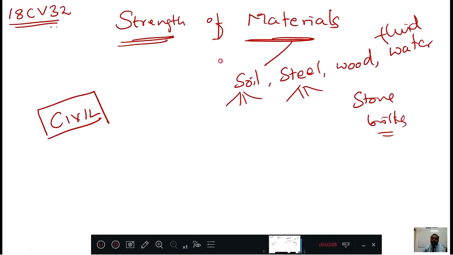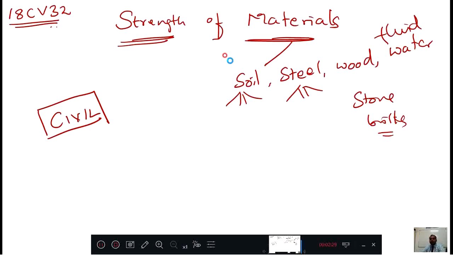And the second thing we check here is how much stresses will be developed inside, and how stable that structure is, how stiff that structure is, how strong that structure is. These all points we are going to study in the 18CV32 subject. Understood?